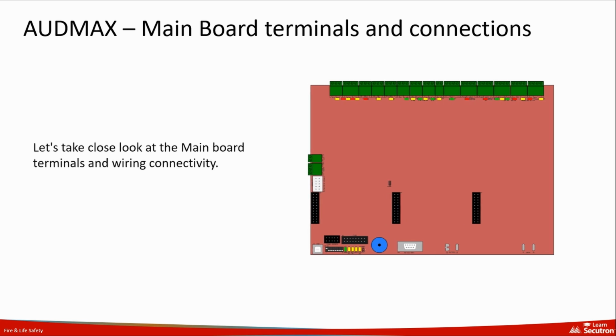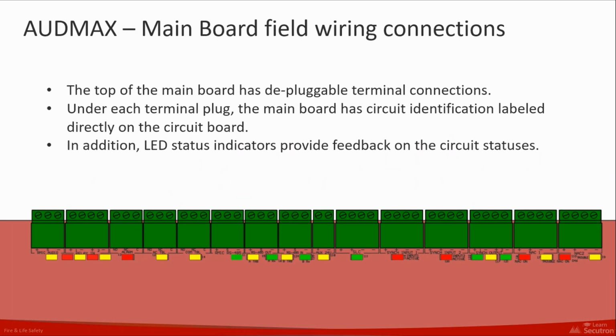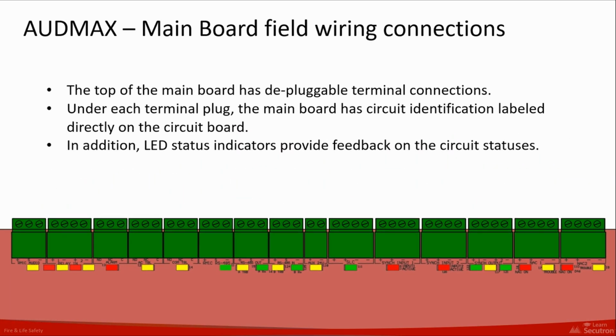The main board circuits, switches, and connections. Let's zoom in and take a closer look at these. Looking at the top of the main board, we see the field wiring connections that are provided with removable circuit block connectors. For quick reference, the circuits can be identified by the permanent labeling on the main board. LED status indicators associated with each circuit provide visual feedback on circuit operation or fault conditions.